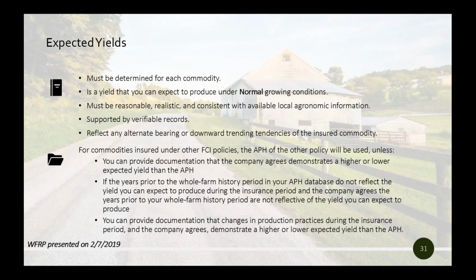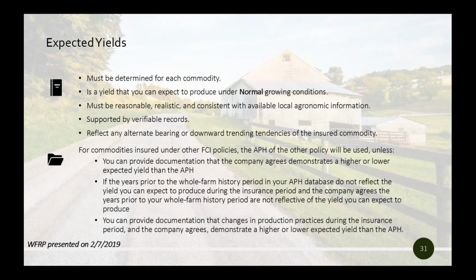They must be realistic, reasonable, and consistent with available local agronomic information, supported by verifiable records, and for perennials, reflect any alternate bearing or downward trending tendencies of the insured commodity. So some commodities, some older varieties of apples, have on years and off years, and we want to make sure that we take that into consideration.